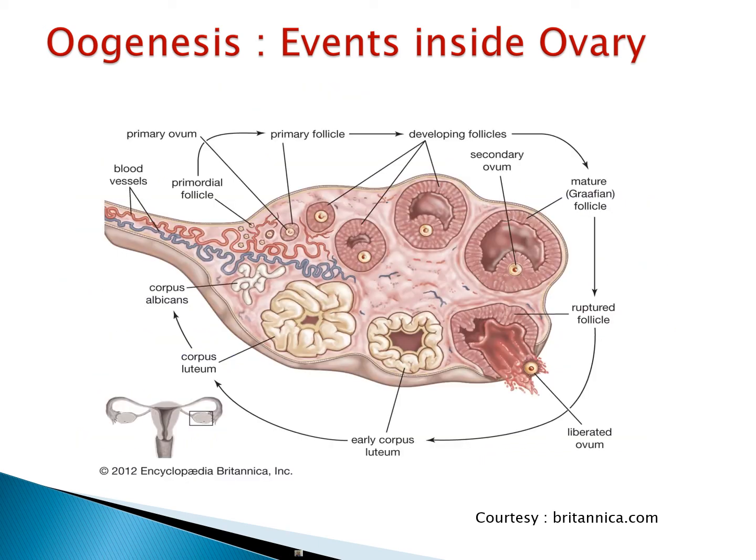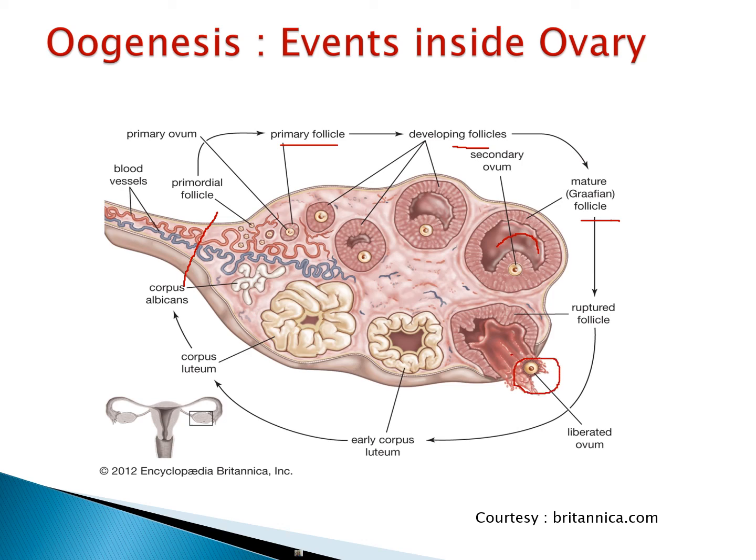This is the transverse section of the ovary. This is the hilum part where the blood vessels and nerves keep on entering and leaving the ovary. This is the primary follicle. This is the developing follicle, and here is the mature Graafian follicle. In this, you can see there is a fluid-filled cavity which is called the antrum. Secondary oocyte is released at this stage.